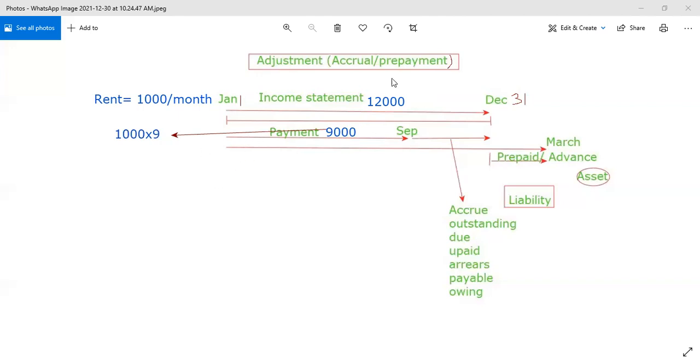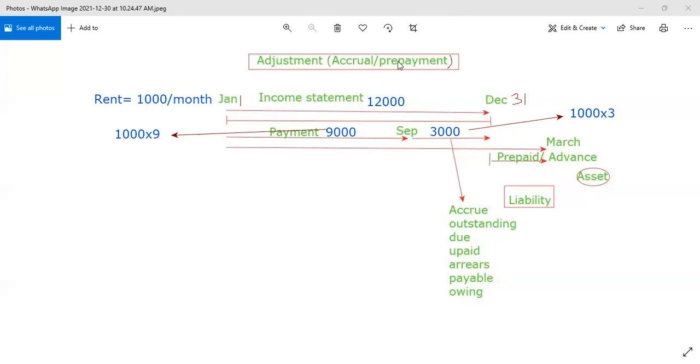So that means you still owe how much? You still owe 3,000 rupees. And how is it 3,000 rupees? Because you have paid for 9 months, still you have to pay for 3 months. Suppose you have paid up to September, so October, November, December. So 3 months are left. That means you have to pay 1,000 into 3, so this is 3,000.